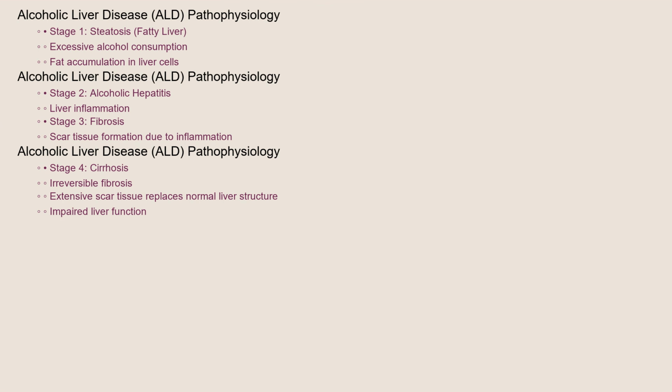The pathophysiology of ALD is a complex process involving several stages of liver damage. Initially, excessive alcohol leads to fatty liver, also known as steatosis, where fat accumulates within the liver cells. If alcohol consumption continues, this can progress to alcoholic hepatitis, an inflammation of the liver. This inflammation can cause liver cell damage and eventually lead to fibrosis, the formation of scar tissue. Over time, this fibrosis can become irreversible, developing into cirrhosis, where the normal liver structure is replaced by extensive scar tissue, impairing liver function and leading to various complications.